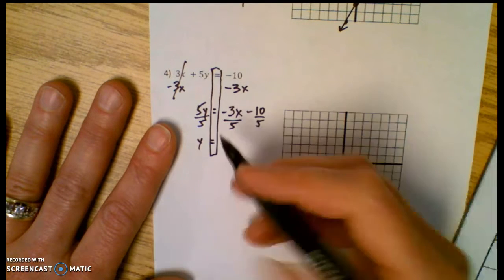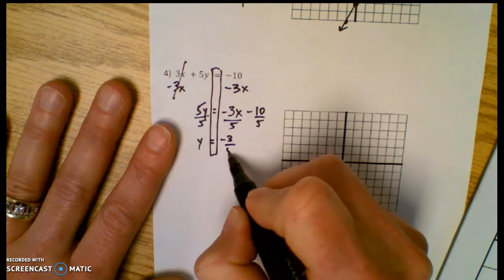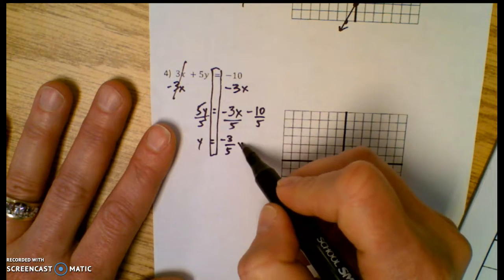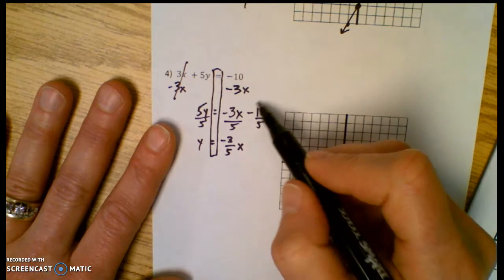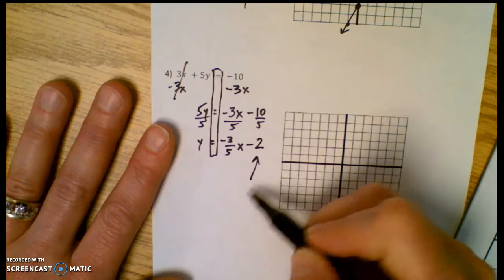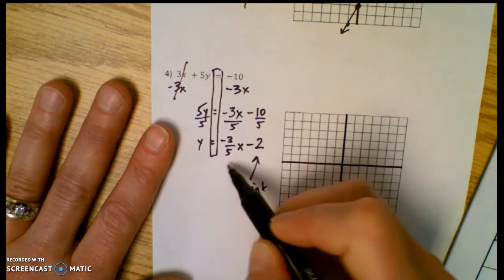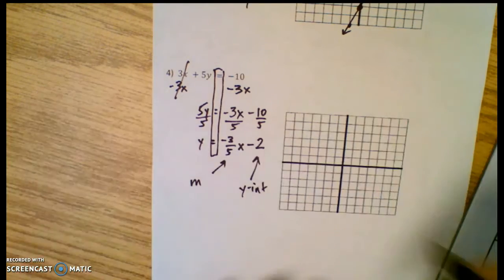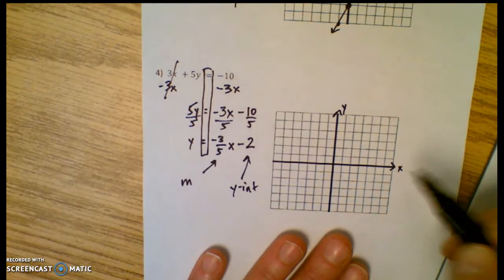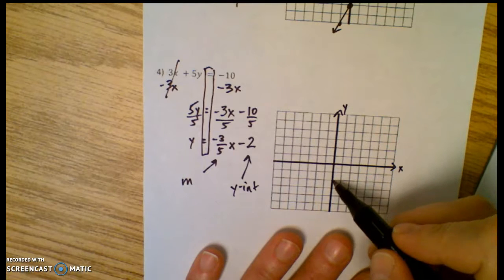-3 does not divide by 5 nicely, so you're going to leave it as a fraction. That's your slope. We want it to be a rise and a run. X is going to sit right next to your slope, and then you will be able to divide out and get a nice y-intercept of -2. Your slope is negative also, so keep that in mind when you're graphing. You want to make sure that your line is going downhill when you're finished.